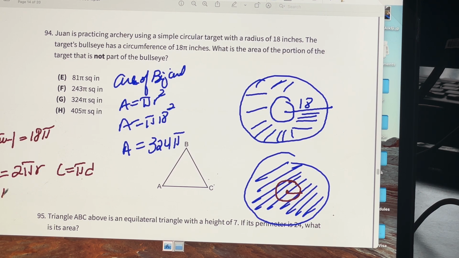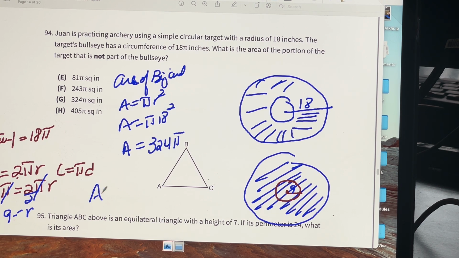We're going to substitute circumference with 18 pi and then 2 pi r. We can divide both sides by pi, which gets rid of this. And then 18 equals 2r, so divide both sides by 2. r equals 9. Now I have the radius, so I can put a little 9 over here. All right, so the radius of the smaller circle is 9.